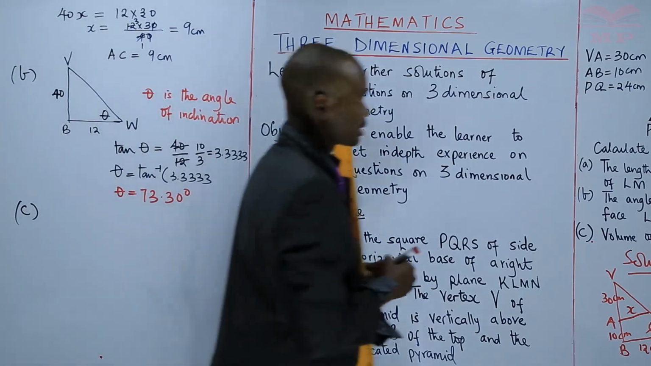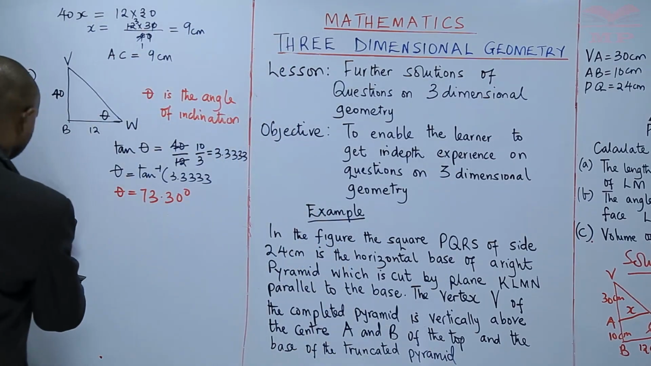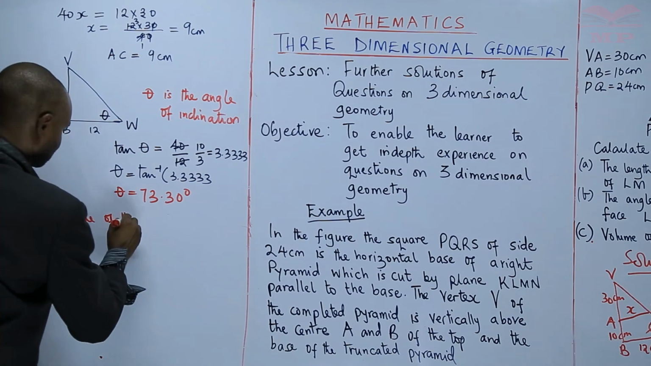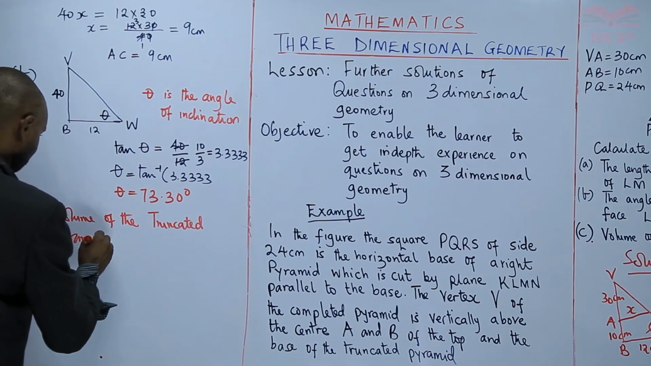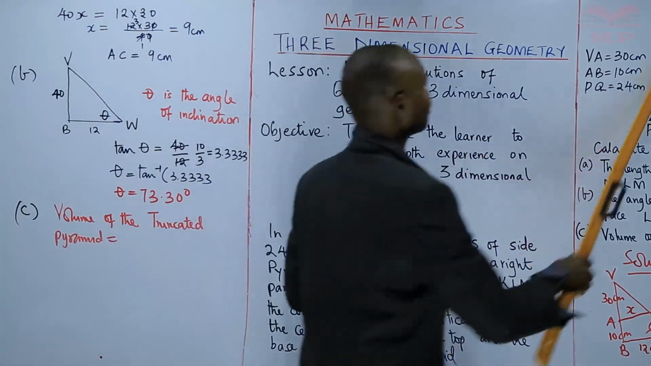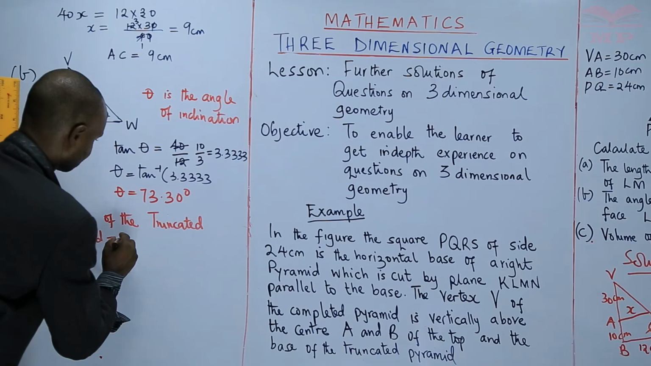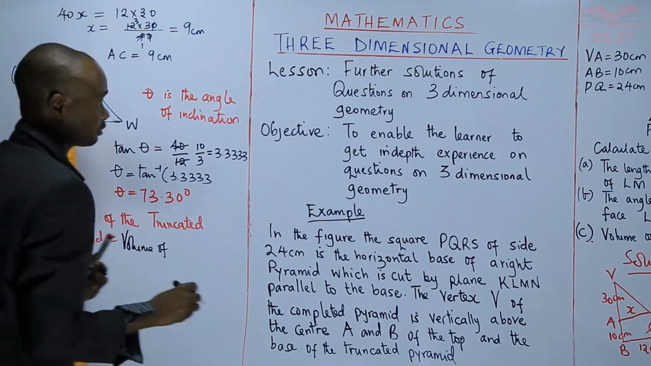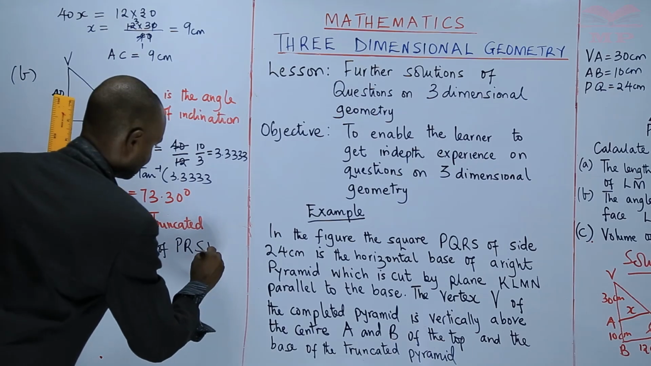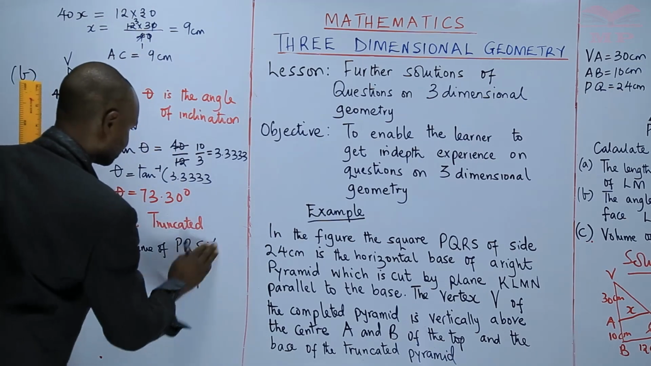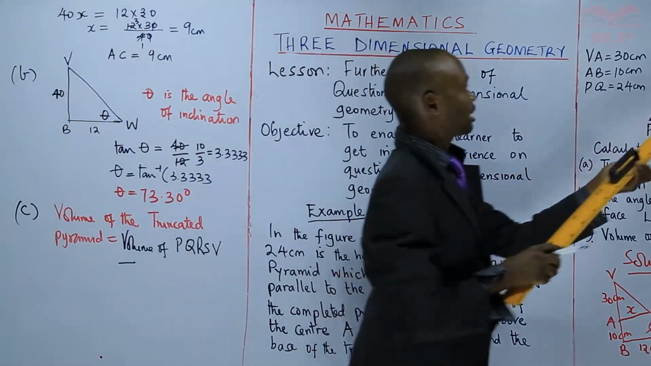Volume of the truncated pyramid will be equal to, you will take the volume of the bigger pyramid, PQRSV. You subtract the volume of the smaller pyramid, the truncation.